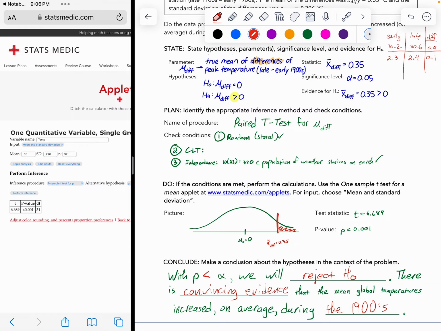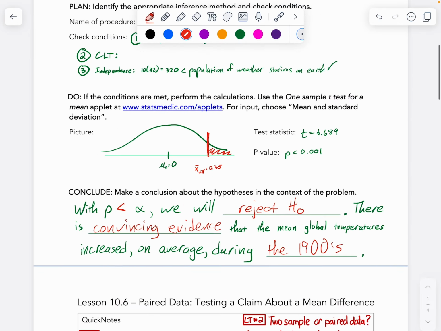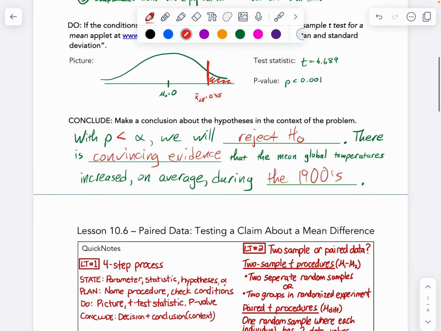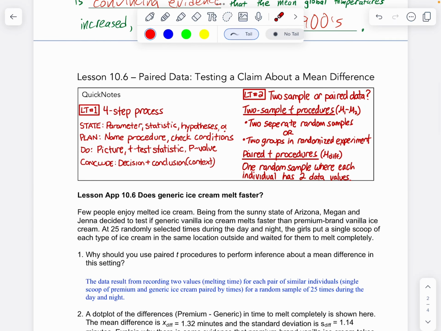So that's a test, folks. Okay, moving on. You can see the quick notes. There's a note here about when it is a paired test, which I thought was interesting and worth your time. This is a sample where each individual has two data values. In this case, the individuals were the weather stations. It's a two sample test if the samples are completely separate, or there are two separate groups, like one group got a placebo and the other group got a drug. Those are two samples.